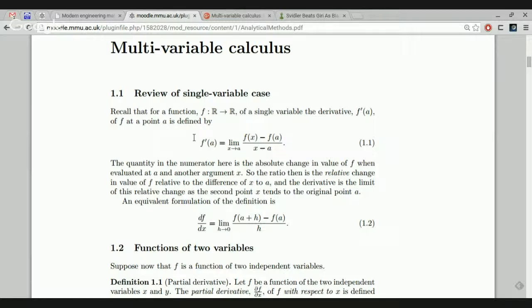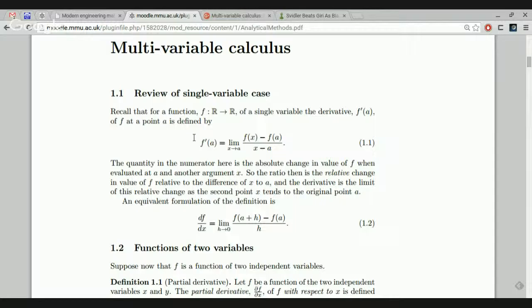And we take the limit of that quantity as the parameter x approaches the fixed value a. And that gives us our quantity. If that limit exists, and if it's the same limit as you approach the point a from either side, then we say the function is differentiable, and the value of that limit is the derivative of the function.